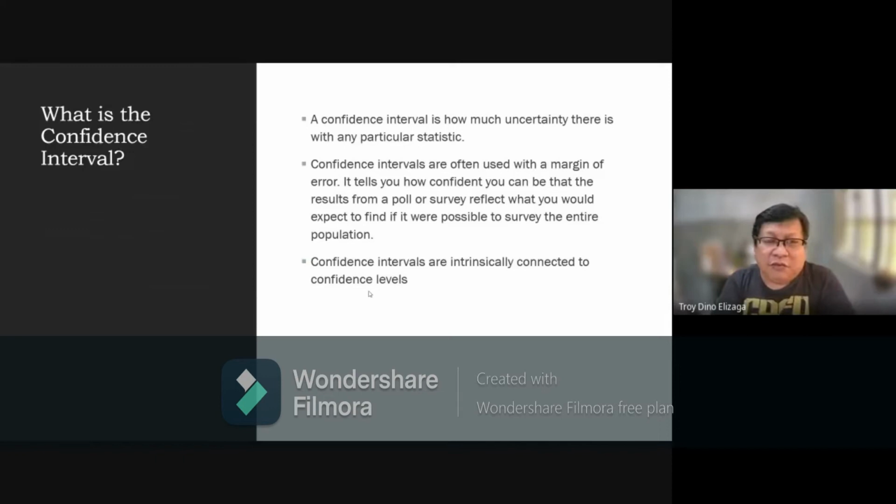Therefore, we can say it tells you how confident you can be that the result from a poll or survey reflects what you would expect to find if it were possible to survey the entire population. So confidence intervals are intrinsically connected to confidence levels. We mentioned earlier that the confidence level is something like 95%, and normally this is the standard. If in a statistical problem the confidence level is not mentioned, you can assume a 95% confidence level.